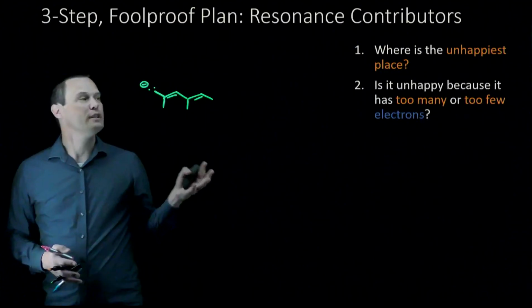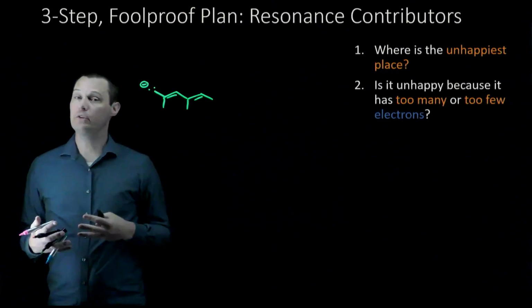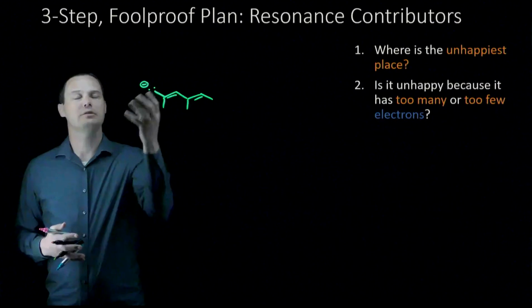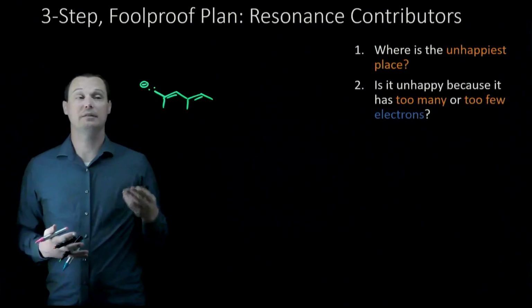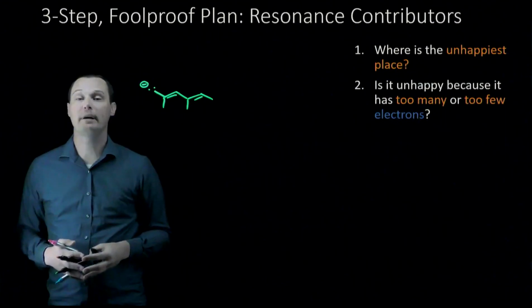Step 2. Is that place unhappy because it has too many electrons or too few electrons? A negative charge is a buildup of electrons. So much excess electron density has a negative charge. So this place is unhappy because it has too many electrons.